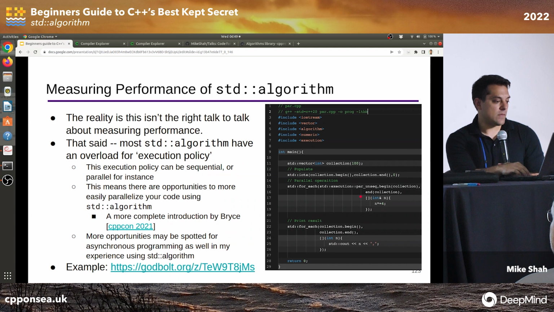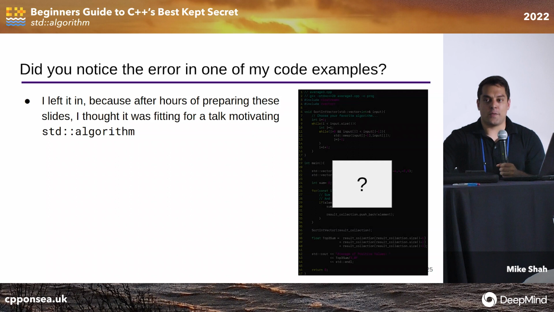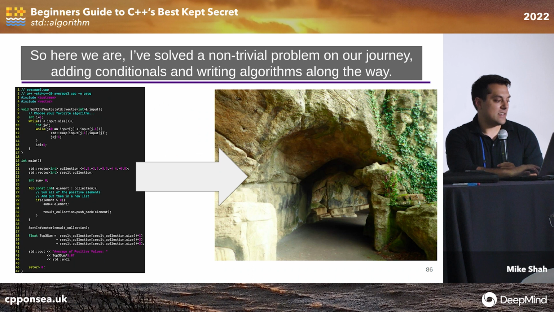So I'm getting towards the end here, and I have a few bonus sections to show folks. But I wanted to see if someone actually noticed an error in one of my code examples. I'll try to be clever about this with our top three sum. Let me go back so I can show you the code without the solution. This one here. Did anyone notice a bug here?